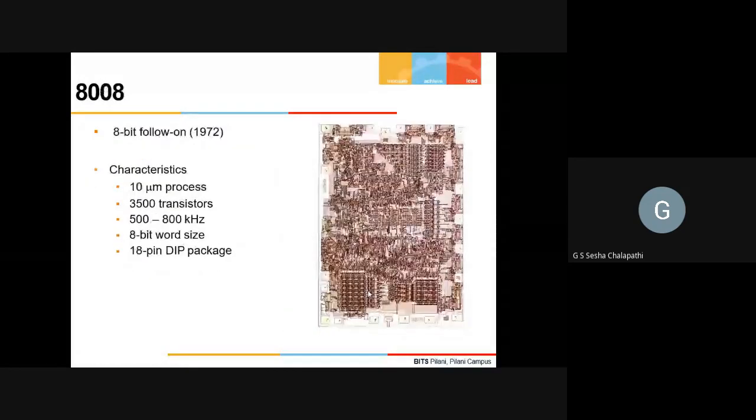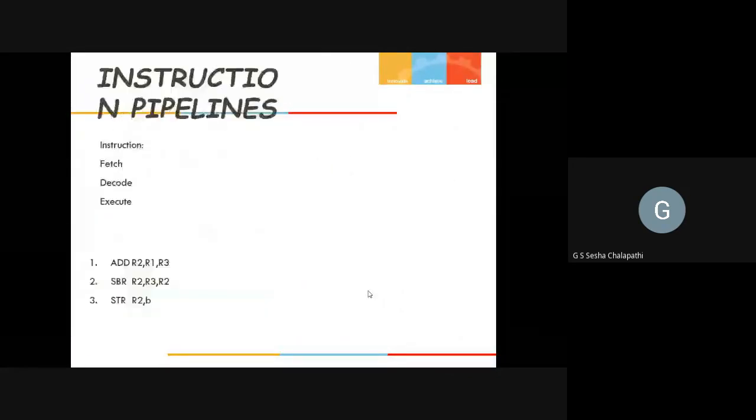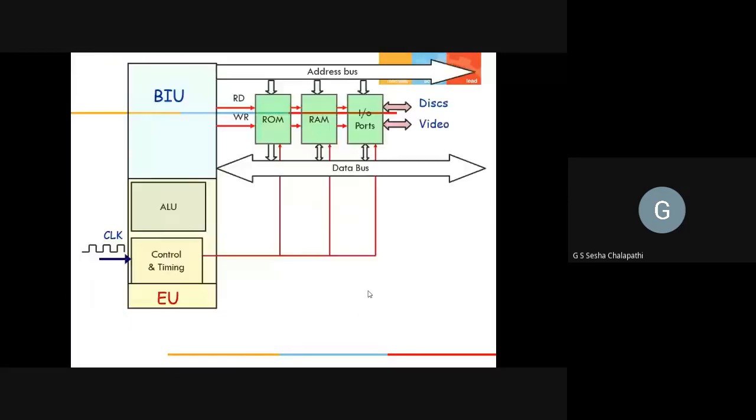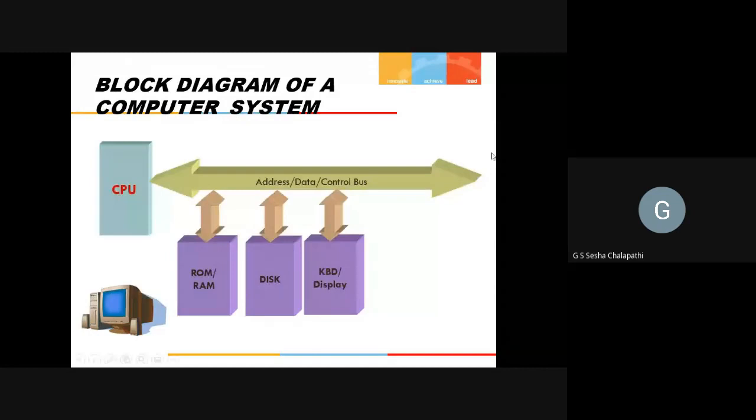Okay, so given that, what is actually a microprocessor? That's what we will be looking at. A microprocessor can basically be termed as a computing device, which controls different peripherals to perform a computation.